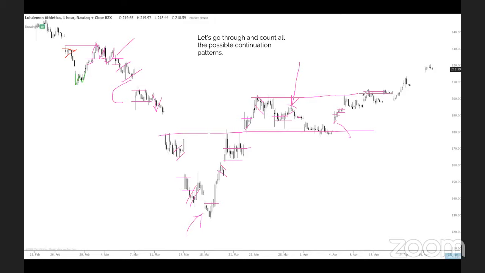No real continuation patterns because we're not continuing the trend. We broke out, made higher highs, flag pattern, and then boom. Final pattern is a stair step. What's the stair step pattern?